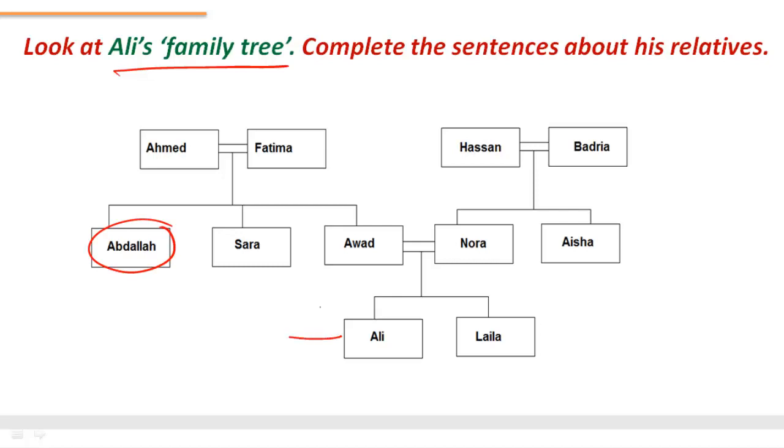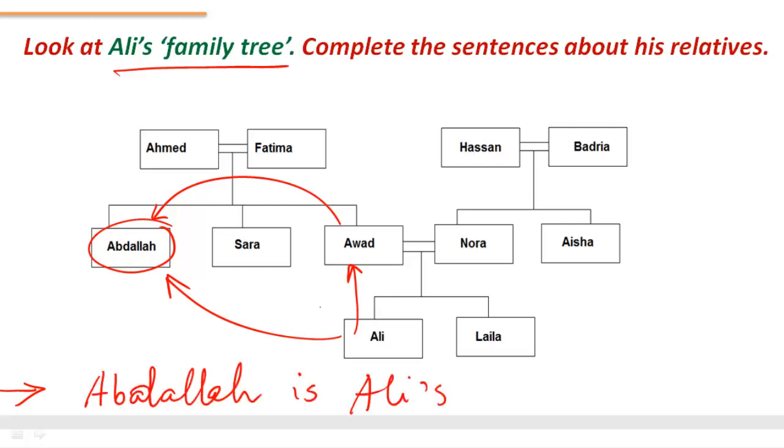If we want to see other relationships, then we can focus on Abdullah. What is the relationship between Ali and Abdullah? It's very easy. From the tree, we can see Ali's father is Awad. And Awad has a brother, Abdullah. So, we can say Abdullah is Ali's uncle.